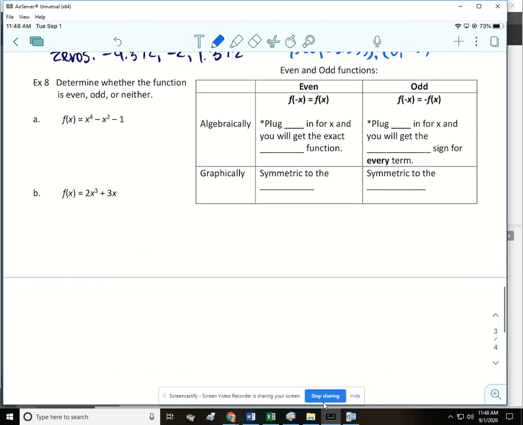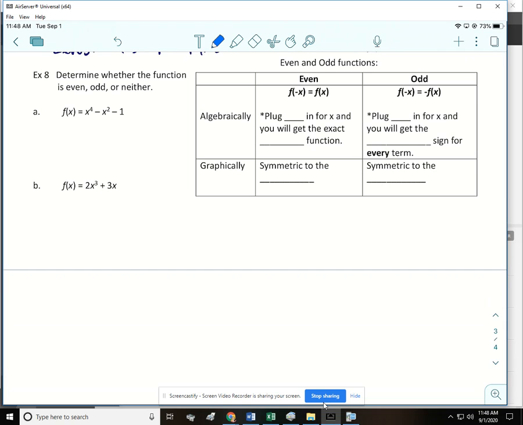All right, now these last parts we don't need a calculator to do. So number 8 is no calculator. This is determine if a function is even, odd, or neither. So for an even function, f of negative x is the same as f of x. So that means we plug negative x in for x and you get the exact same function. Now if you were to look at a graph, this graph would be symmetric to the y-axis. So it would look something like this.